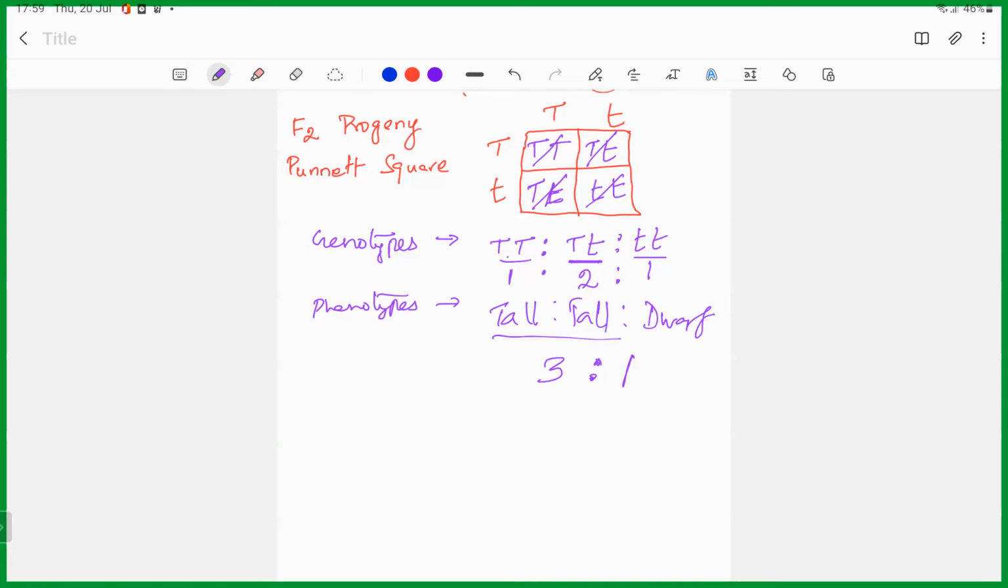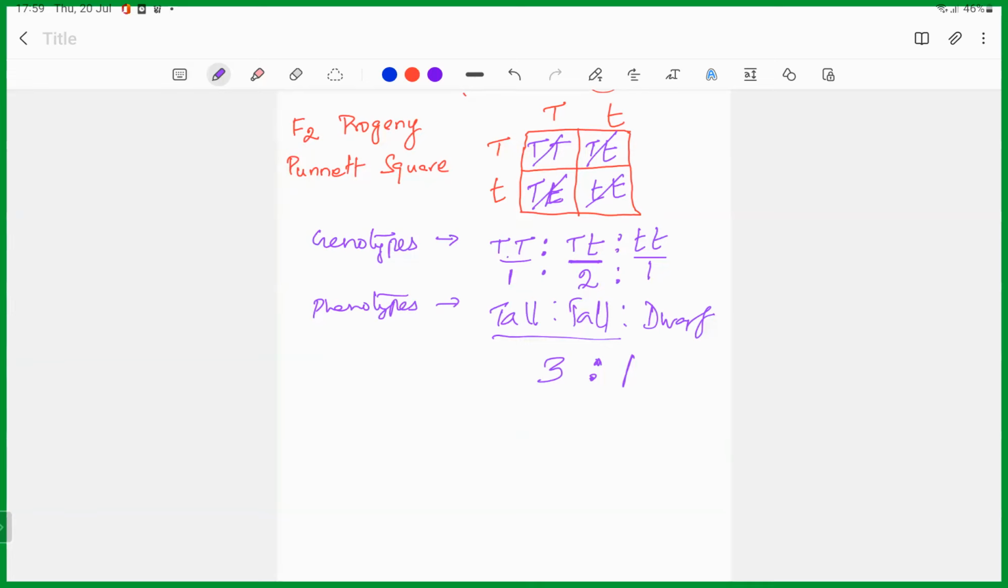because who discovered this? Reginald Punnett. That is his name. This square is called what? Prediction of genotypic and phenotypic outcome. Can you see? So genotypes TT, Tt, and then tt.